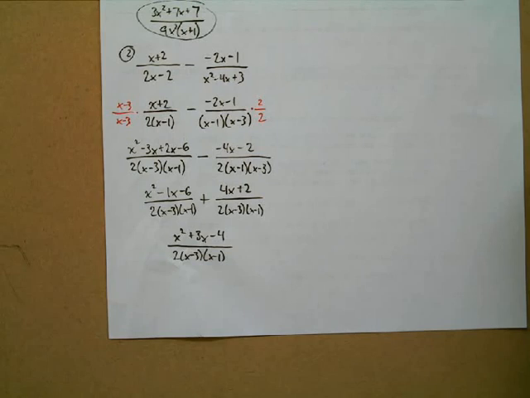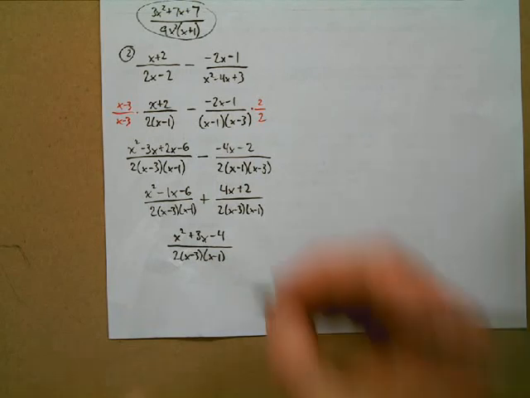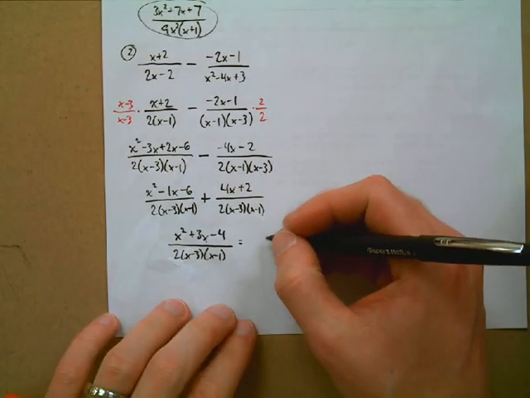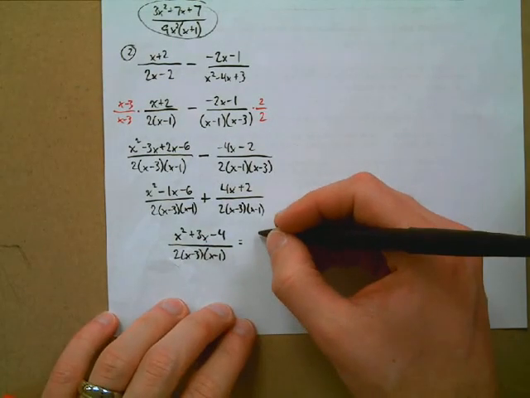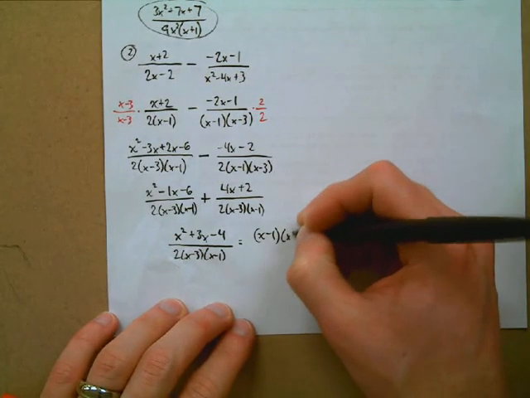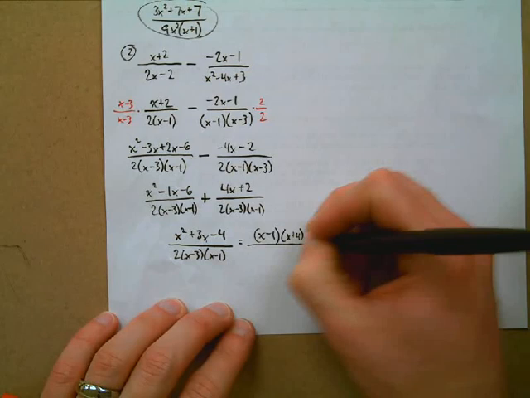Now, the numerator does factor. The numerator factors. What does it factor to be? x minus 1 and x plus 4, that's right. Now why is that significant in this case? It cancels out. That's right.